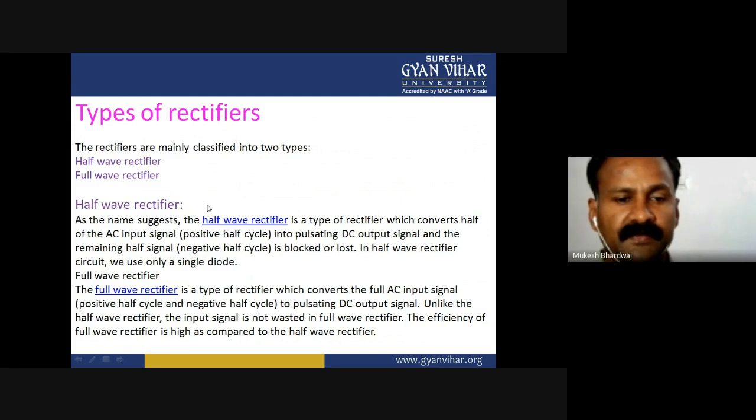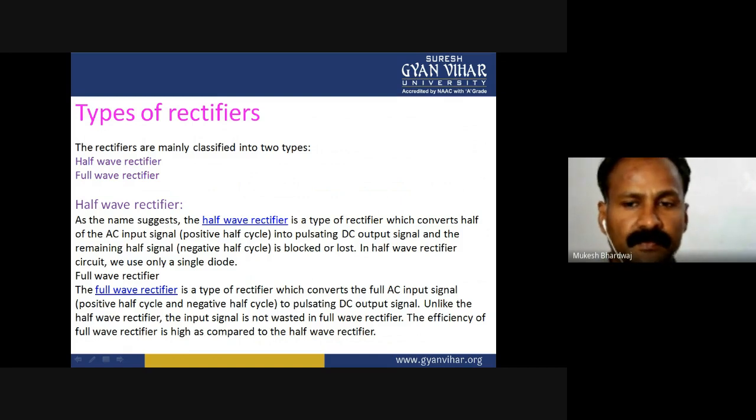Now, types of rectifiers. Rectifiers are basically of two types. One is the half-wave rectifier, and second is the full-wave rectifier. Half-wave rectifier, as the name suggests, is a type of rectifier which converts half of the AC input signal, that is positive half cycle, into pulsating DC output signal, and the remaining half signal, negative half cycle, is blocked or lost. In half-wave rectifier circuit, we use only a single diode.